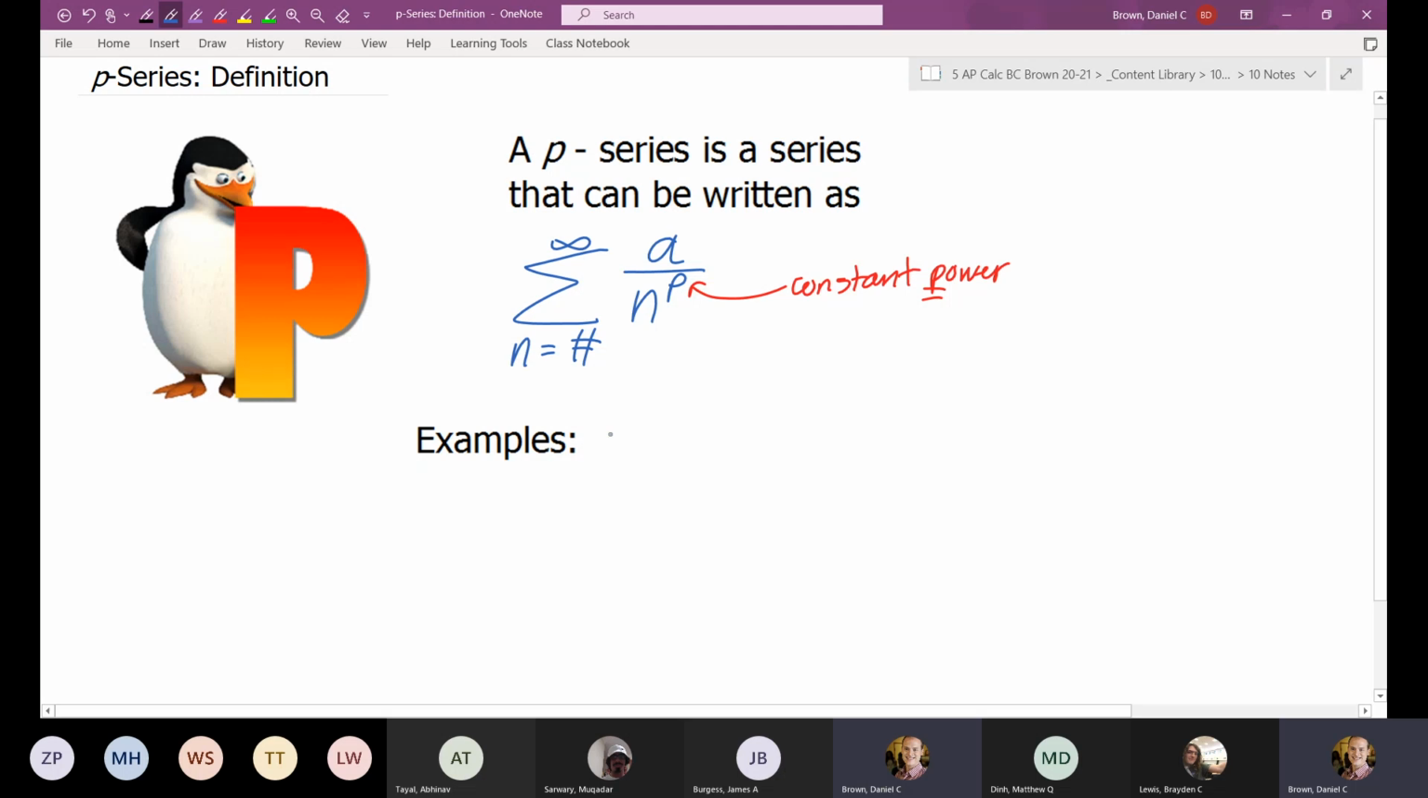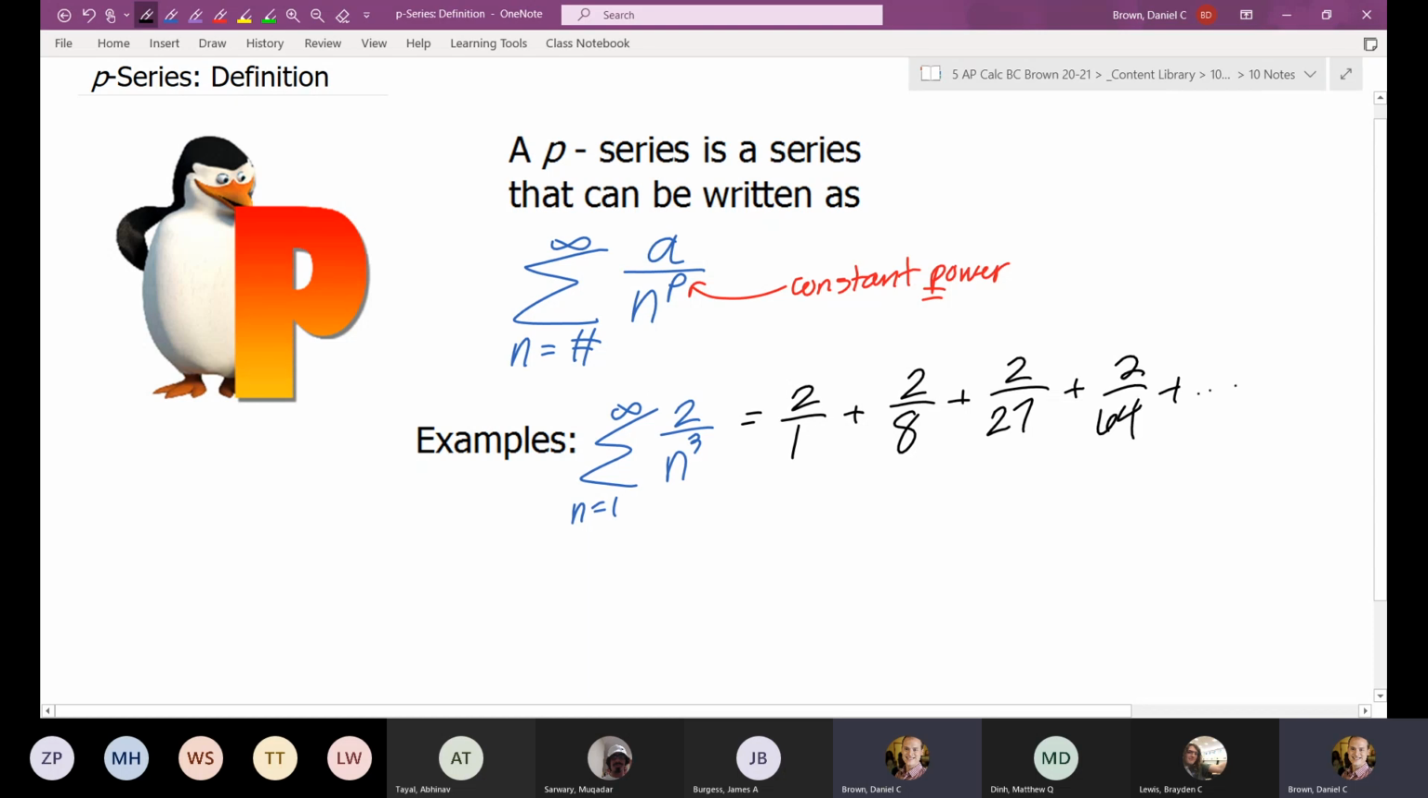An example of a P series, if I were to make one up: we'll say the sum from n equals 1 to infinity of 2 over n cubed. That would be a more obvious P series. Writing out some of those terms, I have 2 over 1 cubed plus 2 over 2 cubed plus 2 over 3 cubed, and I can of course keep going. People might look at that at first and say, oh, that looks geometric, but then you quickly see that you're not multiplying by the same number in the denominators. It's like the denominators are raised to a power.